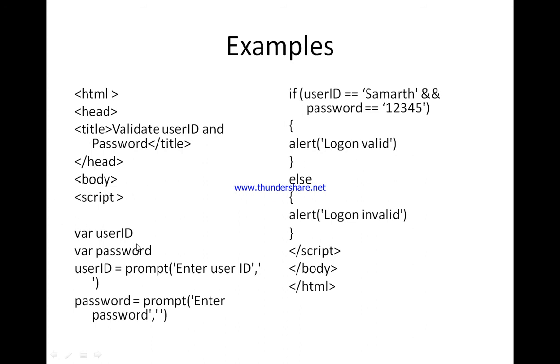Now inside the script tag we have declared the variables user ID and password. Then we have taken an input box by using the function prompt, enter user ID. Now here we have used single quotation marks. We can use single quote or double quote, anything we can use here. Inside the single quote we have taken enter user ID. Then as the second argument, a pair of single quotes, we have taken blank. Now whatever value is entered is stored in the user ID variable.